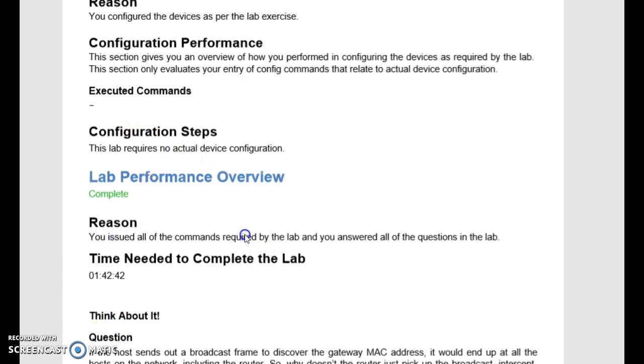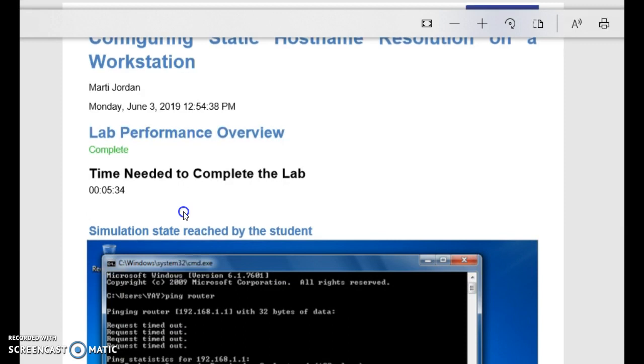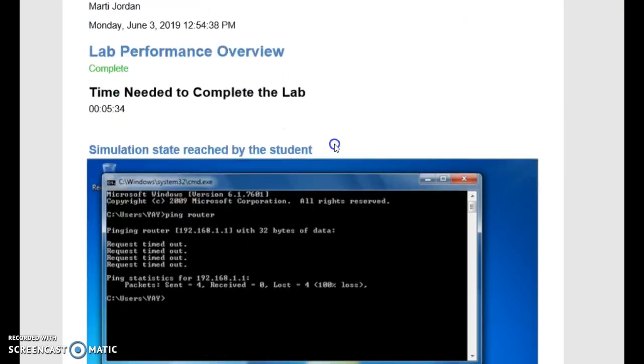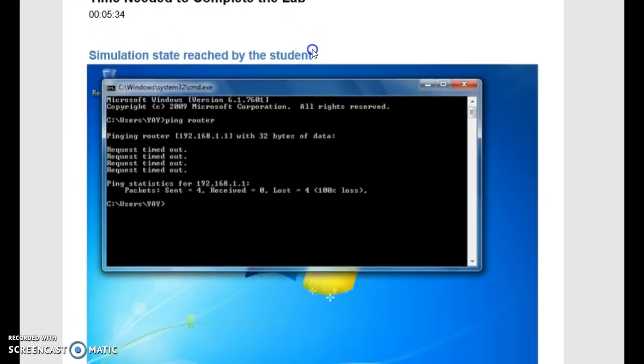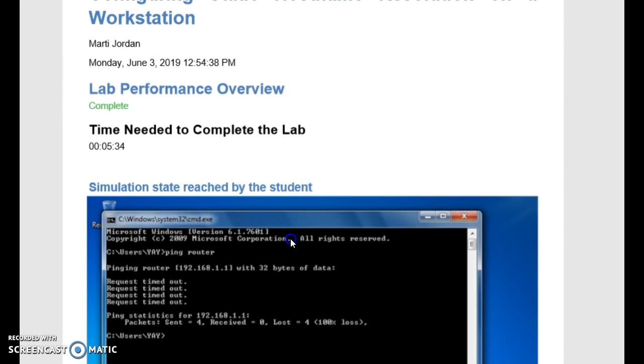And then some other time I did this one, which was configuring a static host name resolution on a workstation. I like these because you just put in commands and then it brings up stuff. So I've passed that one, completed that one, and passed that one.